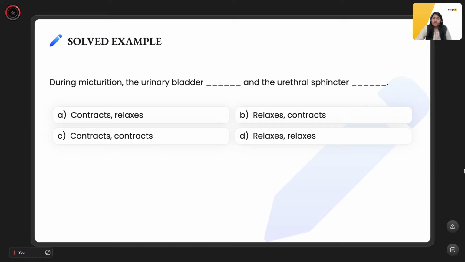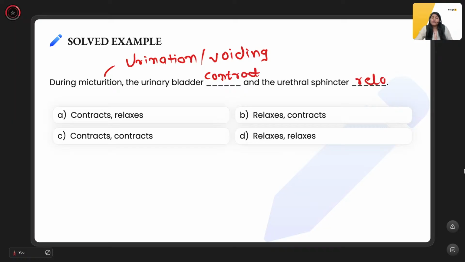During micturition, the urinary bladder blank and the urethral sphincter blank. Micturition is also called urination or voiding, which is basically the release of urine through the urethra. Now, during micturition, the detrusor muscles of the urinary bladder will contract, and your urethral sphincter will relax.